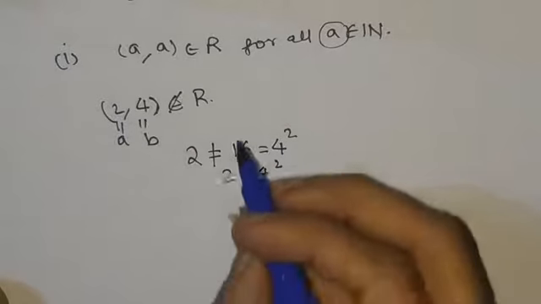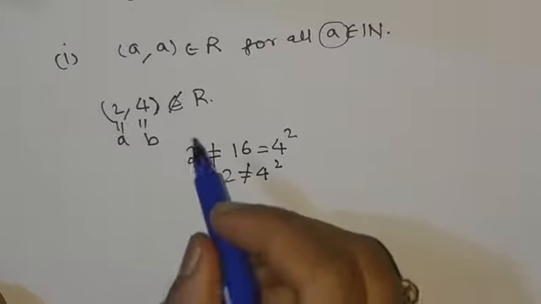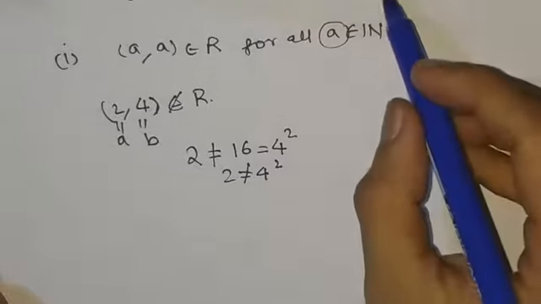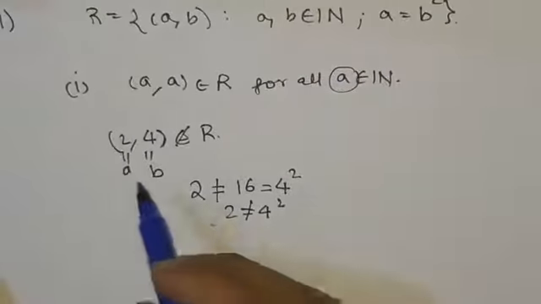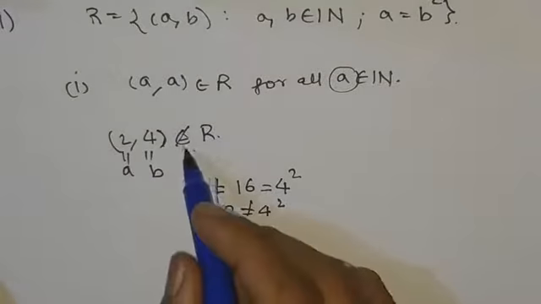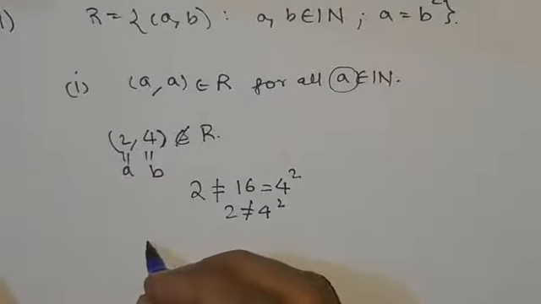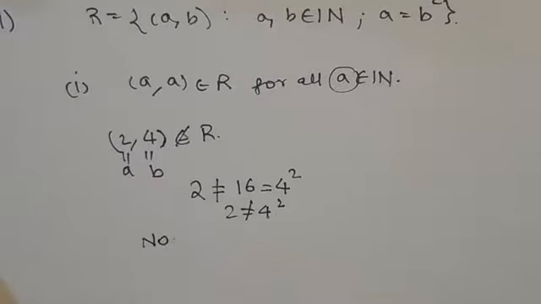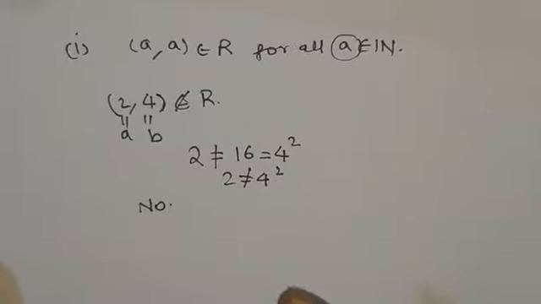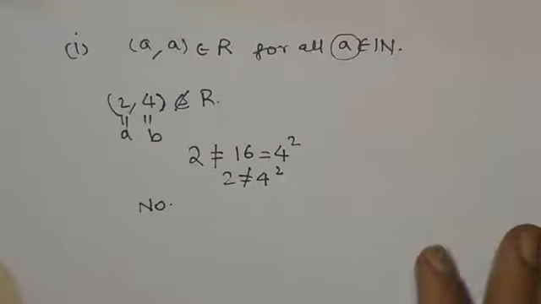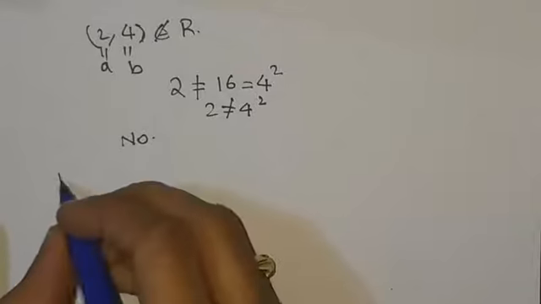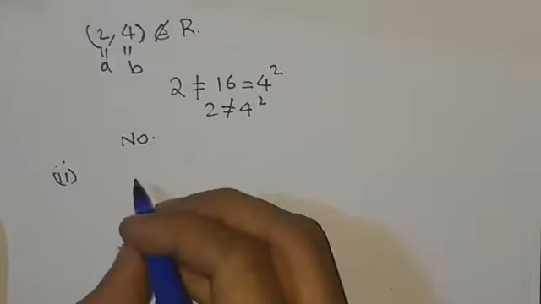Because 2 comma 4 will belong to R when 2 is equal to 4 square, but which is not true. So 2 comma 4 doesn't belong to R. We have given the reason here. So the statement is not true. They were asking, are the statements true? So we are saying no. Now, the second statement, let us look at.